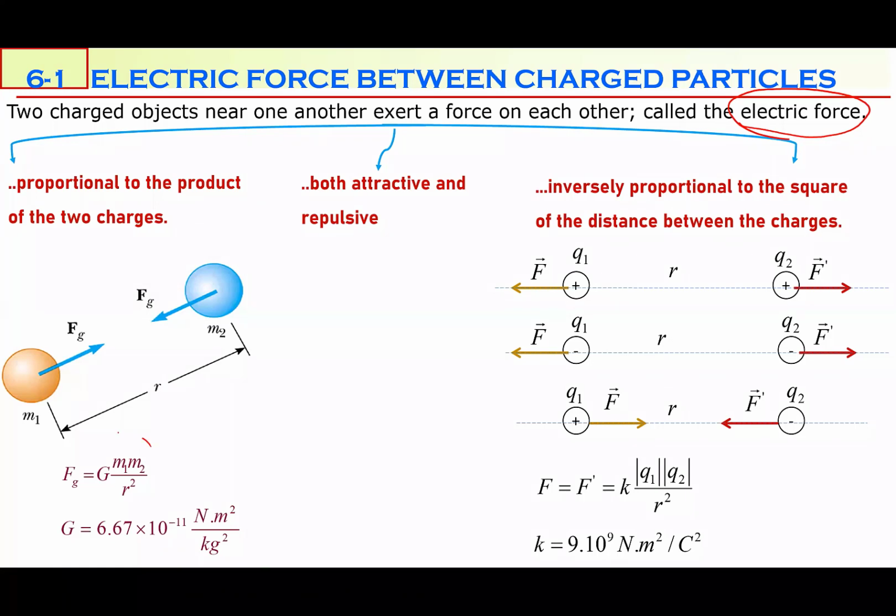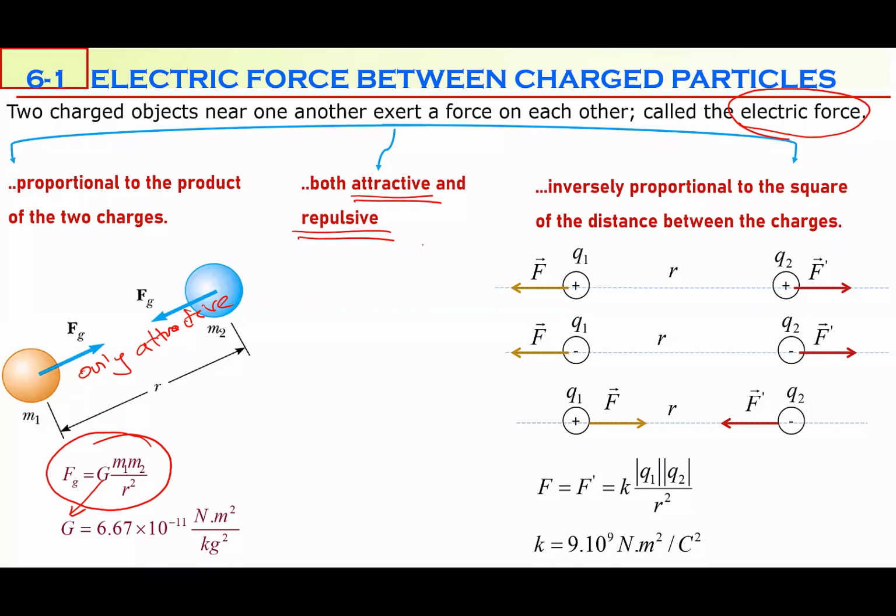And we calculated the force between these two objects by using the equation Fg is equal to capital G, mass 1 times mass 2 divided by r squared. And in here, G was the universal gravitational constant. It was a constant number, 6.67 times 10 to the power negative 11. So charges are also interacting in a similar way to gravitational force. But the only difference is that gravitational force is only attractive, but electric force is both attractive and repulsive.